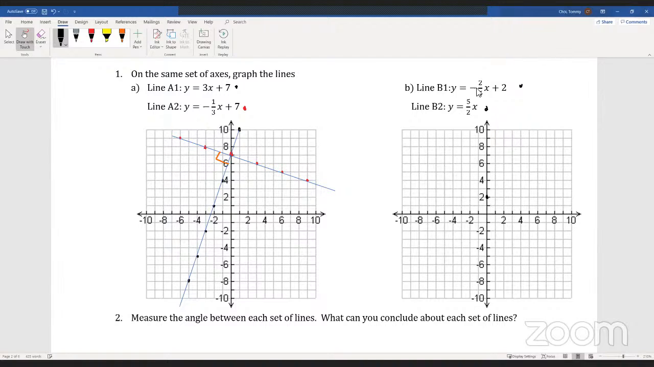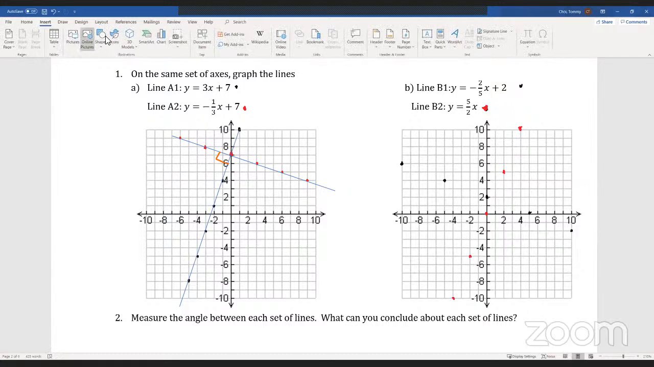Same thing for the next one. We start at 2. Negative 2 over 5 is down 2, and then right 5. So there's our next one. Down 2, right 5. And then we can go the same thing in the opposite direction like that. And in red, we can do this one. It starts at the origin because the y-intercept is 0 and 5 over 2. So up 5 and right 2, up 5, right 2, down 5, left 2, down 5, left 2.